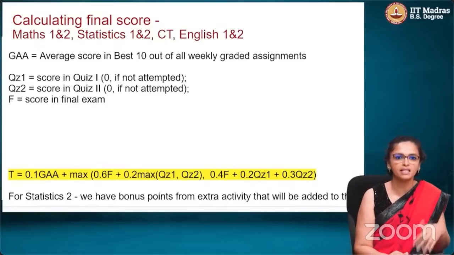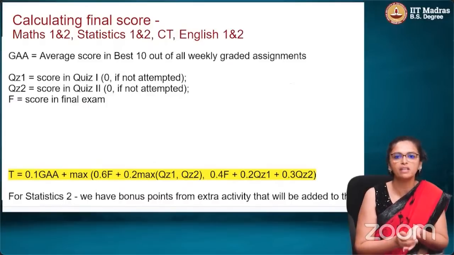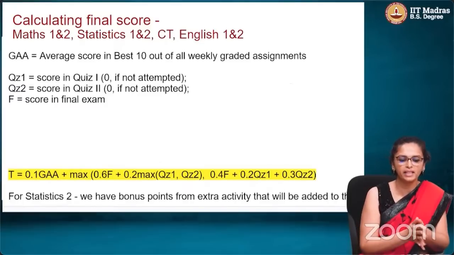Assuming that these are the assessment components for the course, 10% weightage is given for the average score in the weekly graded assignment. So, we have given it as 0.1 GAA, and then there is a formula wherein if you have attended both quizzes or if you have attended one quiz, we do a combination of the 2, see whichever is the higher mark, and then we add it to the weekly graded assignment score.